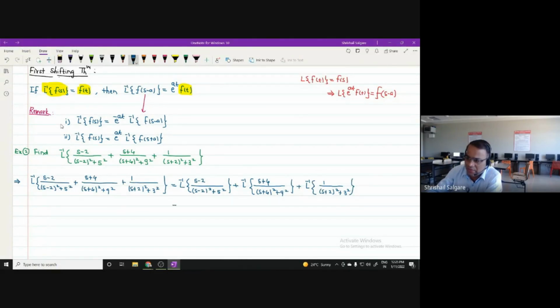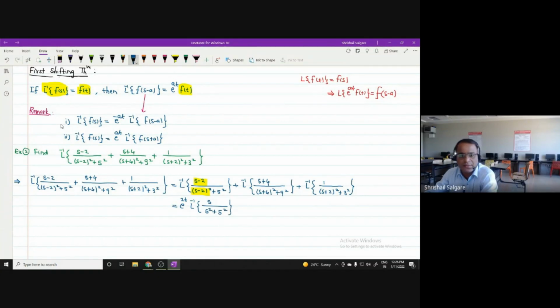Now next, when you are applying the first shifting theorem, you can notice that in the given expression everywhere you have s minus 2. Everywhere you are getting s minus 2, so I will apply this result. I will take e to the power of the opposite sign, so it will come e to the power 2t, and at the same time I will replace s minus 2 by s. That is s upon s square plus 5 square.